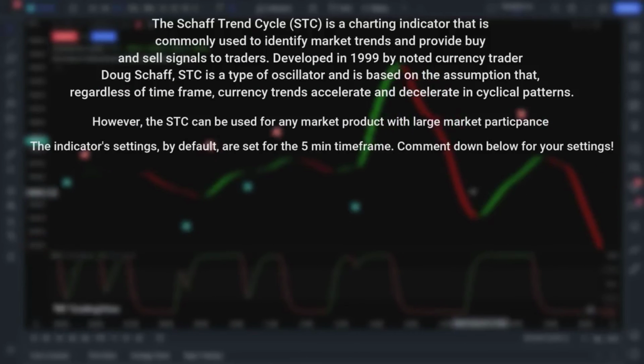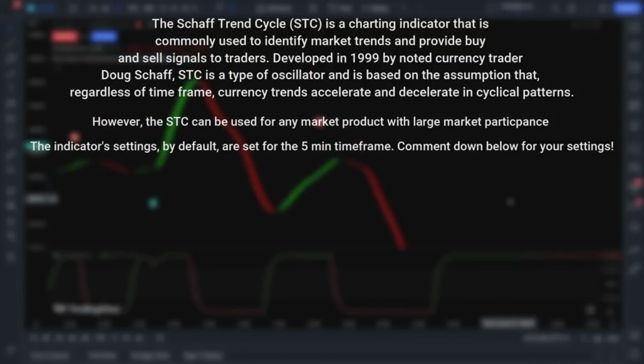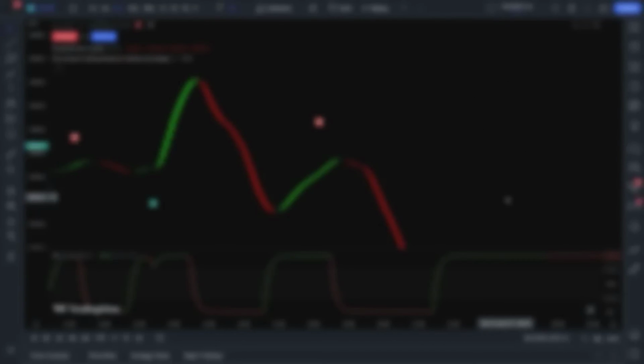Also, the indicator's default settings are set for the 5-minute, so I will not be needing to change any settings. However, if you want a different time frame, leave a comment down below and I will give you the updated settings for your chart. Let's discuss how this works.